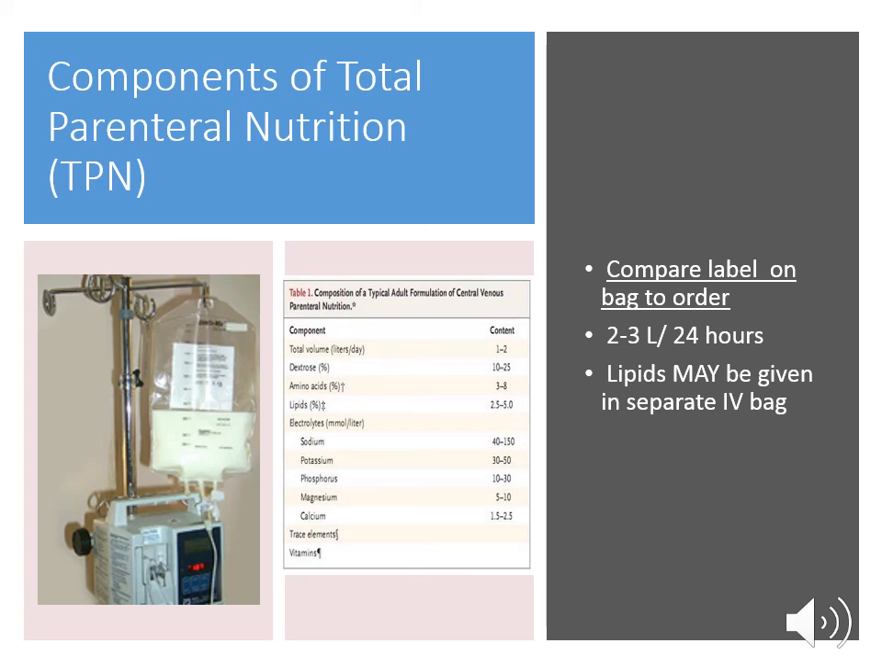You want to compare the label on the bag to the order, so 2 to 3 liters over a 24-hour period. Lipids may be given in a separate IV bag. Just an FYI, lipids do not need IV tubing with a filter, but TPN does. Lipids are connected to the TPN tubing at the Y port closest to the client.